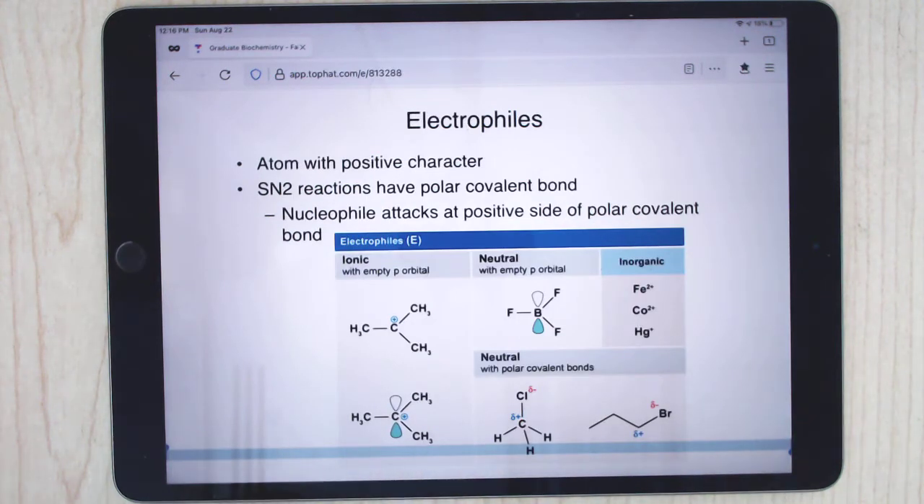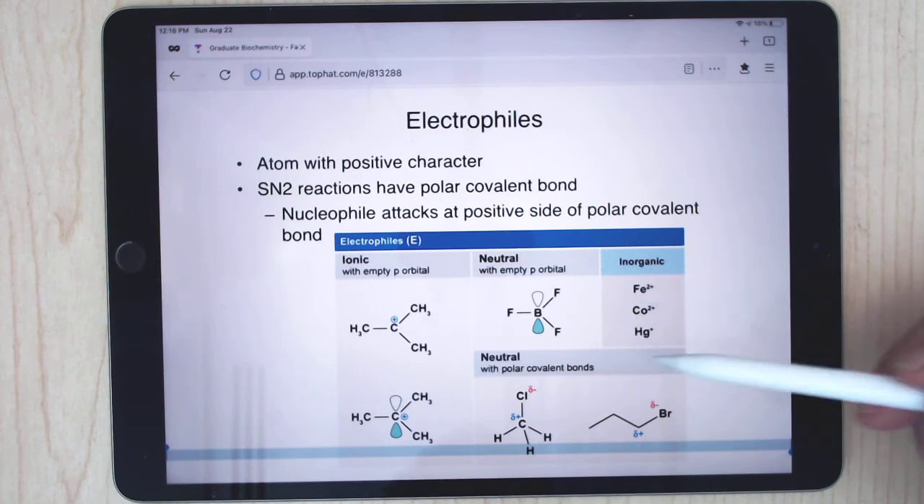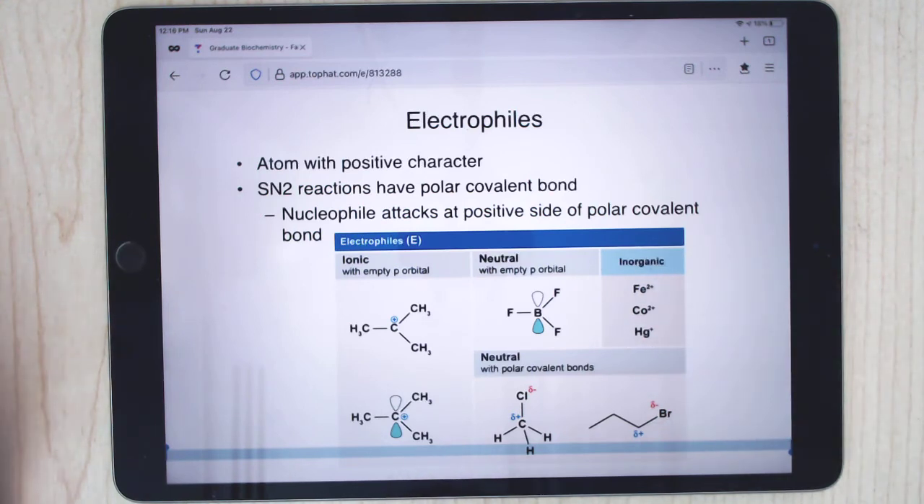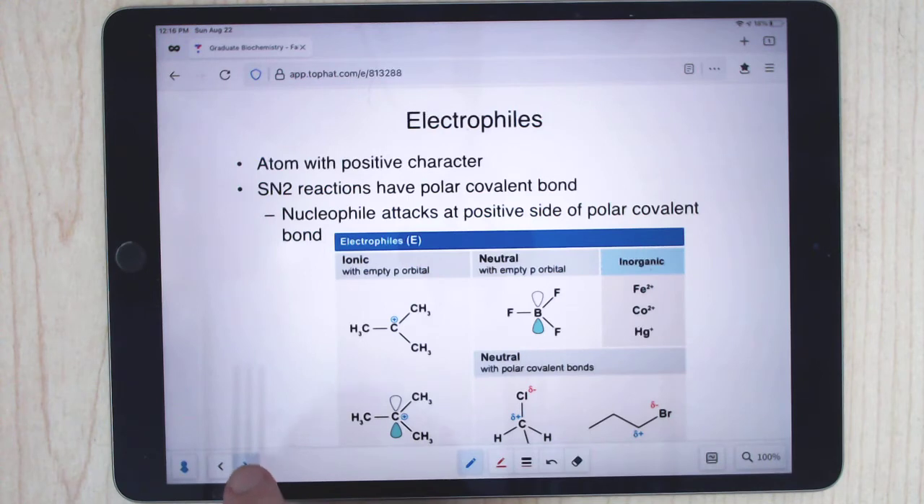Now for electrophiles, they're going to have positive character to them, and so they're usually either going to have a fixed positive charge, or they're going to be on the positive side of a polar covalent bond. That's usually what it ends up being. You can also technically have a lot of metals, because they're going to be positively charged. Those would also act as electrophiles as well.